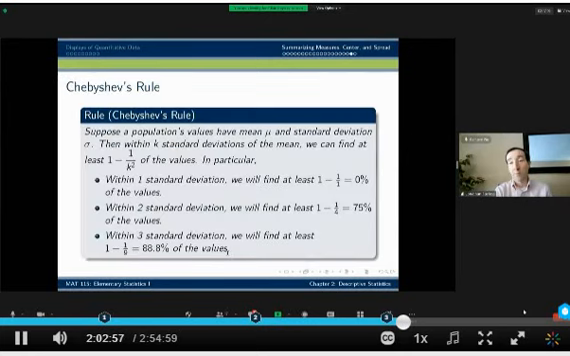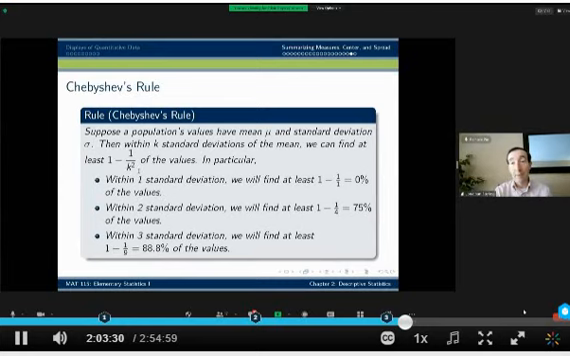So here's Chebyshev's rule. Unfortunately, Chebyshev's rule doesn't give us an exact value that falls within a certain region. What it gives us is a minimum value. We're guaranteed to find at least this percentage within a certain number of standard deviations of the mean. And the way it works, it actually works for any number of standard deviations. We can produce a specific formula. If I want to find within k standard deviations of the mean, I know I will find at least 1 minus 1 over k squared as a percentage of the values.